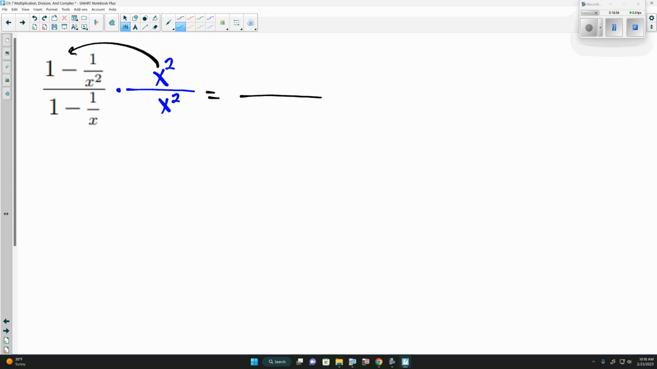So we're going to multiply this x squared on top by both terms. X squared times 1 is x squared minus. When we multiply x squared by 1 over x squared, it multiplies with the numerator. So we get x squared over x squared. We'll simplify it here in the next step, but I want to write this out at least especially for the first time. We'll do the same thing with the denominator. X squared times 1 is x squared minus x squared times 1 over x is x squared over x.